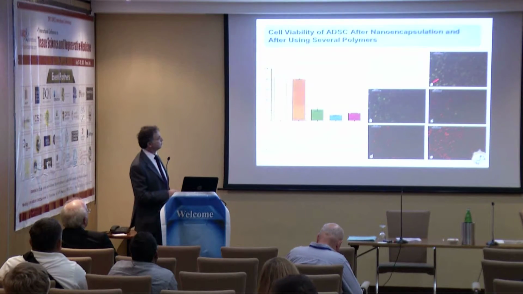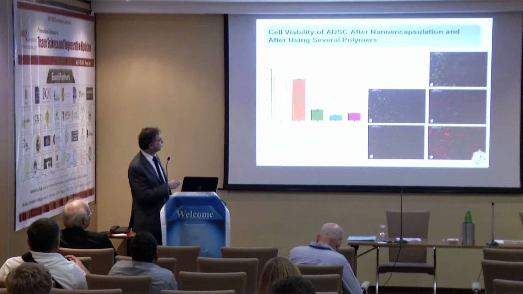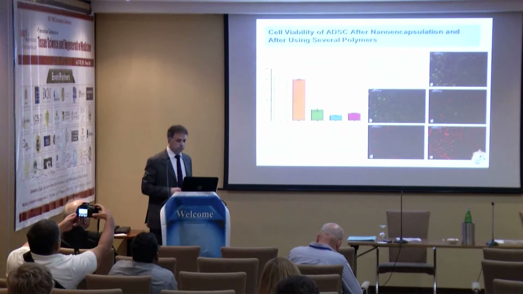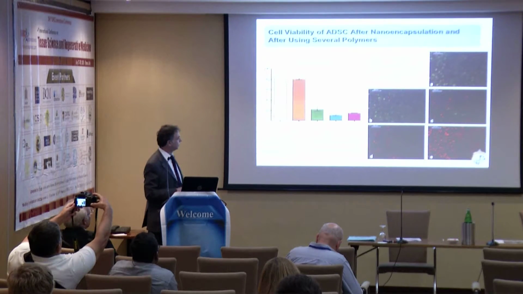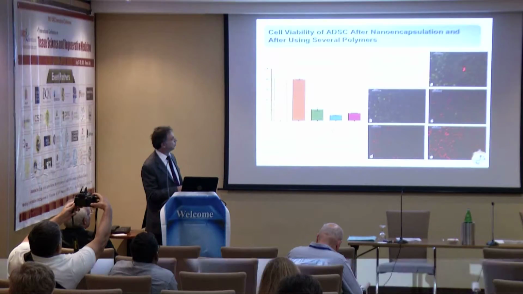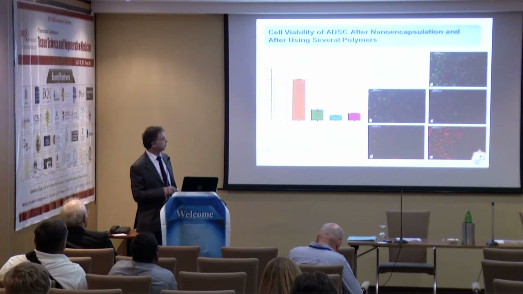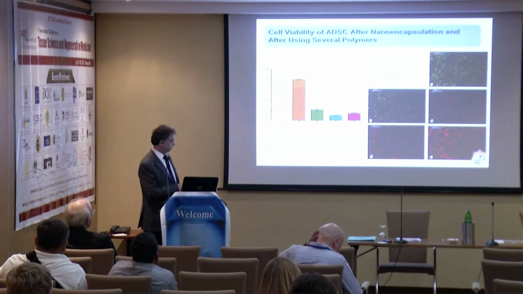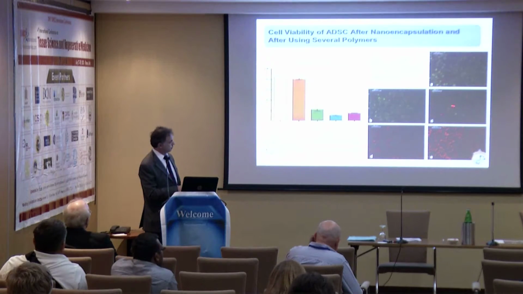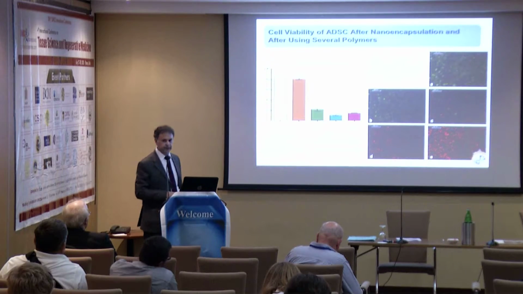Here is the fluorescence microscopy of all of these bars. Here you have the control: all the cells are naturally alive. Then with chitosan, you see that the viability of the cells is preserved and very few dead cells are seen. And with the other polymers, almost all of the cells are dead.